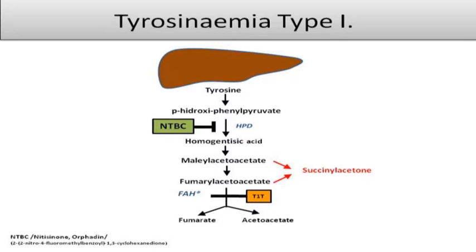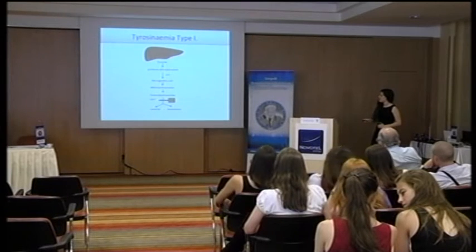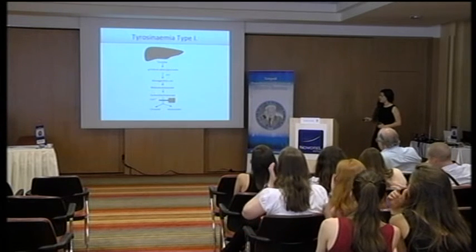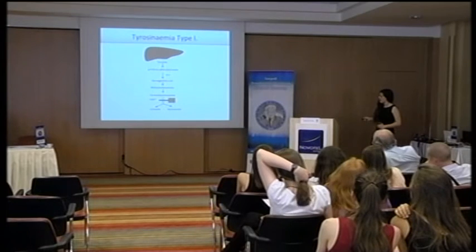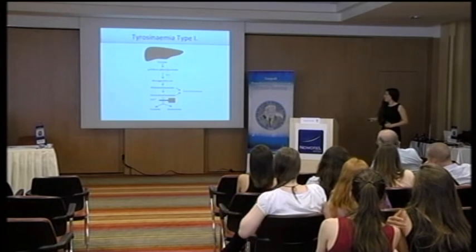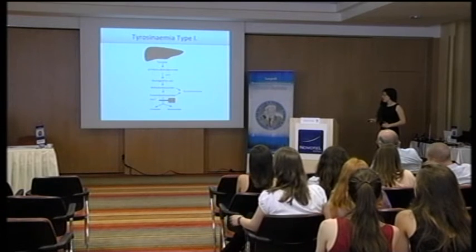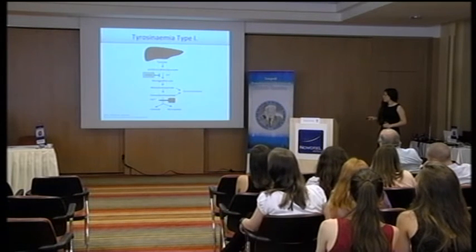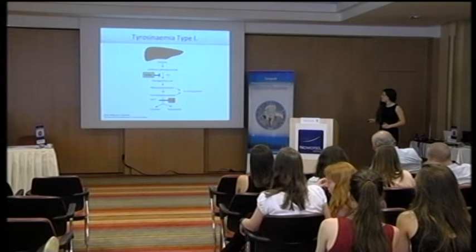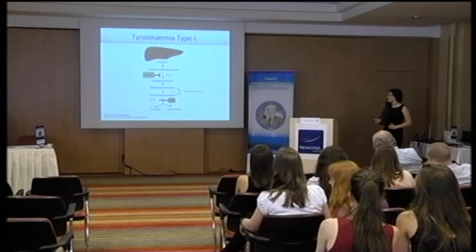The lack of this enzyme causes accumulation of maleylacetoacetate and fumarylacetoacetate, which are converted to a highly hepatotoxic metabolite called succinylacetone. There is a drug called NTBC, which is a pharmacological inhibitor of the tyrosine degradation pathway. It inhibits the hydroxyphenylpyruvate dioxygenase.